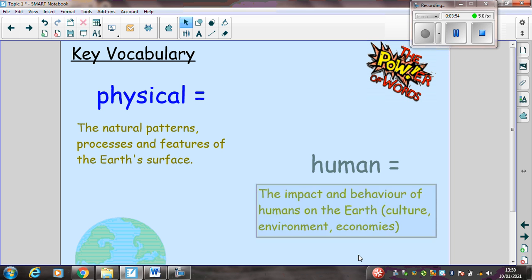And then the human features are the impact and behaviour of humans on the Earth, the culture, the environment, the economies. So this is when you're looking more at the population of a country, the language of a country, what parts of the country are populated by people, how many cities there are, all that kind of stuff. So when we're thinking about looking in depth into a country or a place, we don't only concentrate on the physical aspects of that country, we think about the impact that humans have had on that country as well.